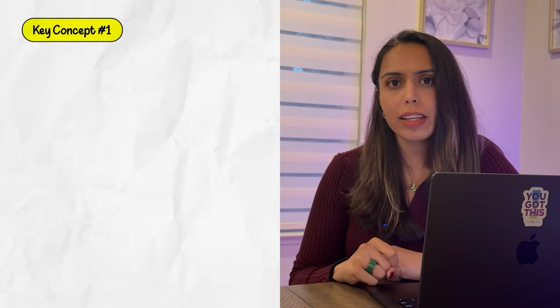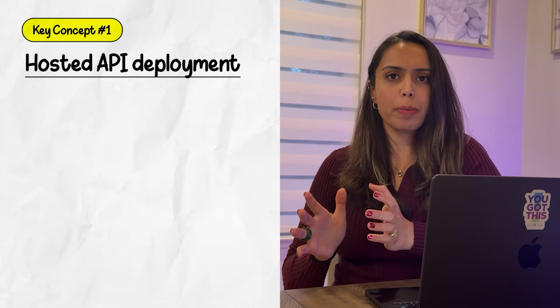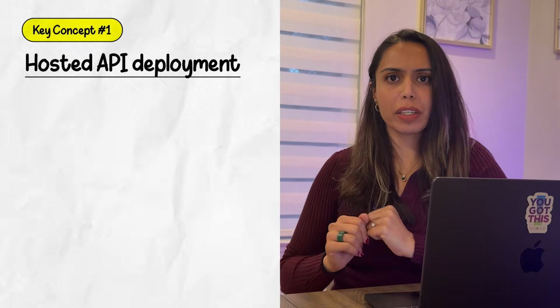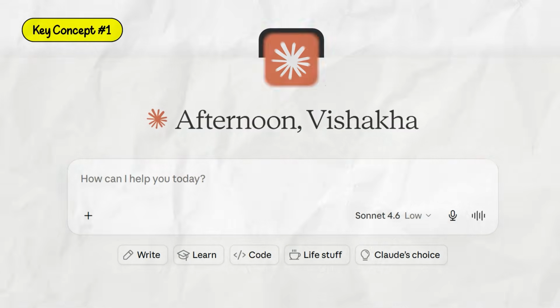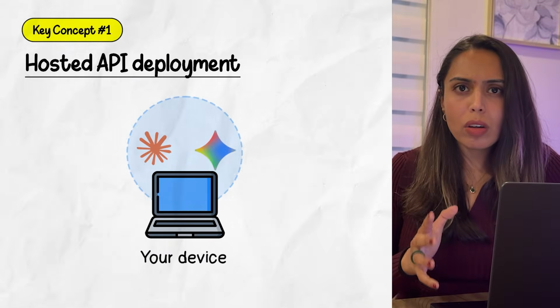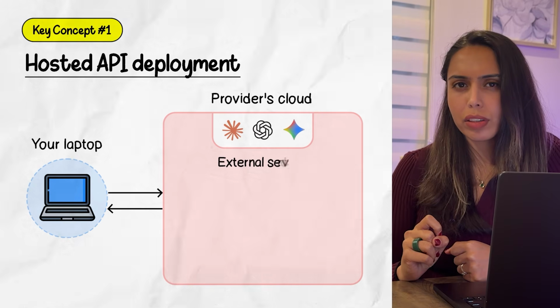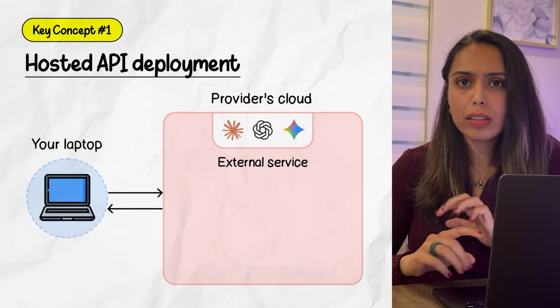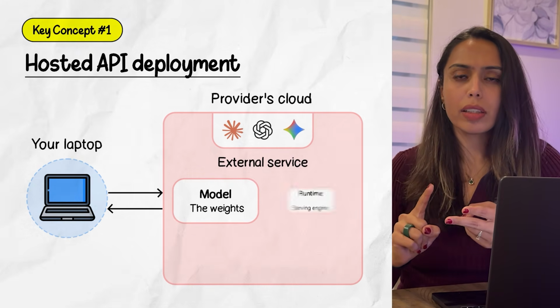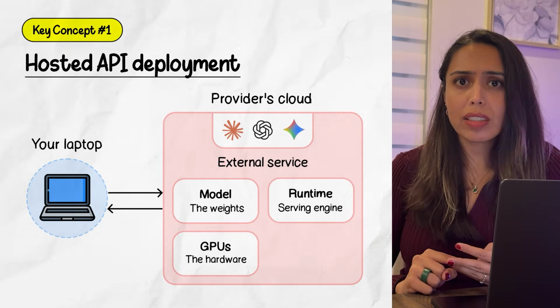Key concepts we need to understand before the demo makes sense. First, it's a local LLM deployment. Now, in a hosted API, the model runs somewhere else. When you send a prompt to ChatGPT, Claude, Gemini, the model is not running on your local laptop. It's running somewhere else. You call an external service, and that service handles the whole infrastructure, the model, the runtime, the GPUs, and all the scaling patterns.